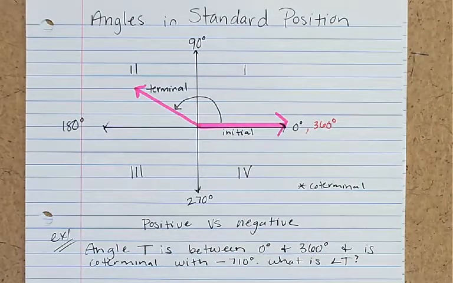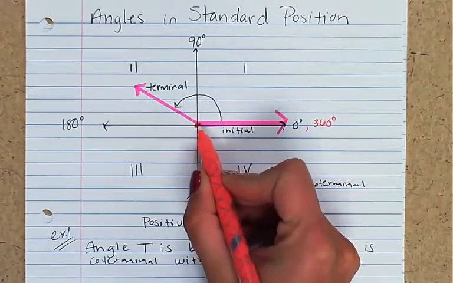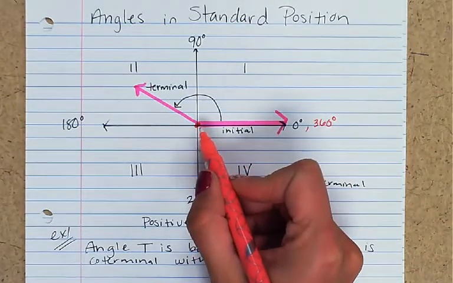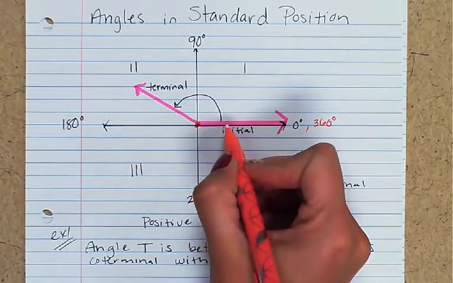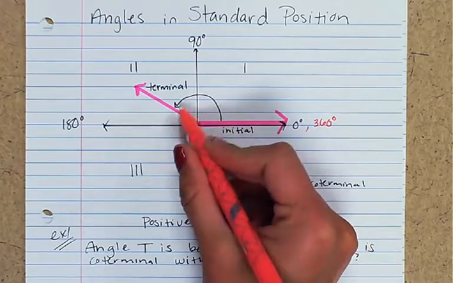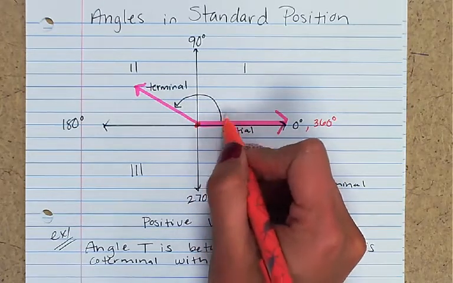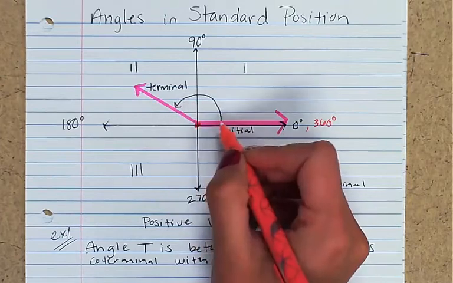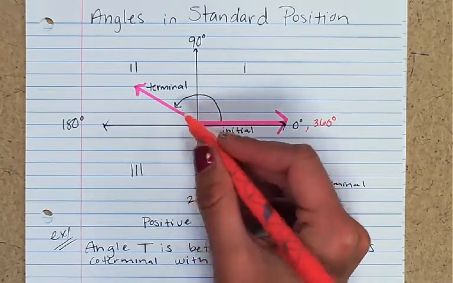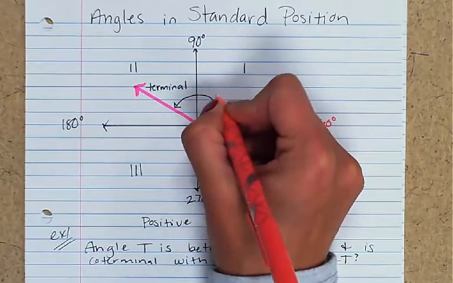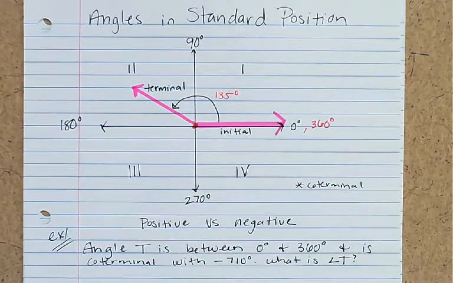When you draw an angle in standard position, the vertex has to be at the origin, and your initial side has to be the positive x-axis. There'll always be a line there with an arrow indicating the direction. This would be a positive angle because from the x-axis, we're opening up. Let's say it is, I'm just going to make it up, 135 degrees there, a positive 135.